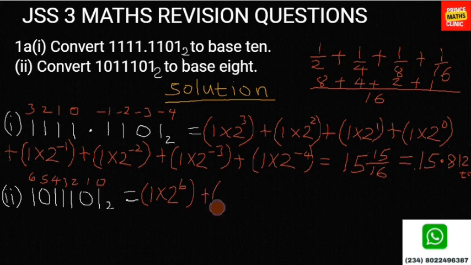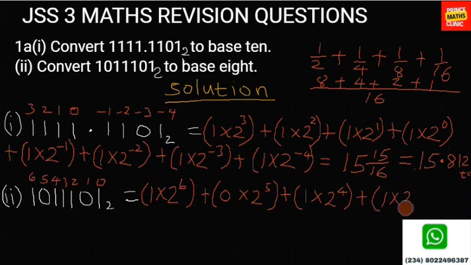plus 0 times 2 to the power of 5. That's counting down now. Then plus 1 times 2 to the power of 4, plus 1 times 2 to the power of 3, plus 1 times 2 to the power of 2, plus 1 times 2 to the power of 1.